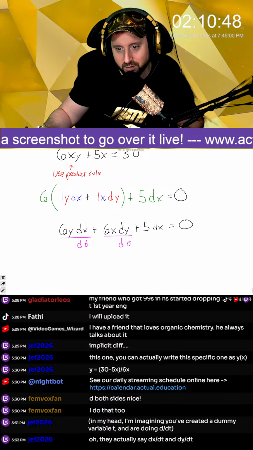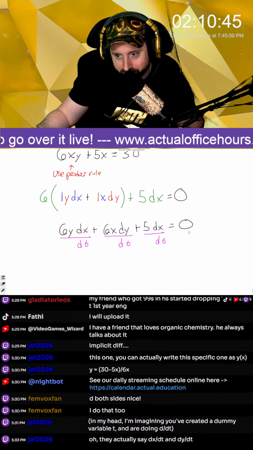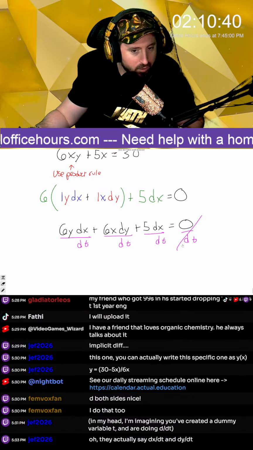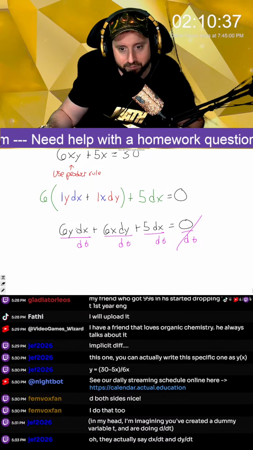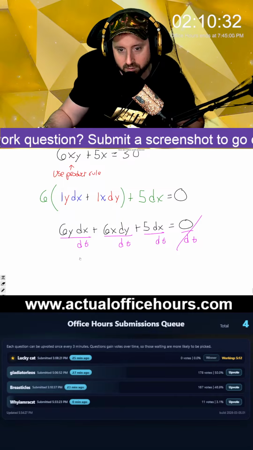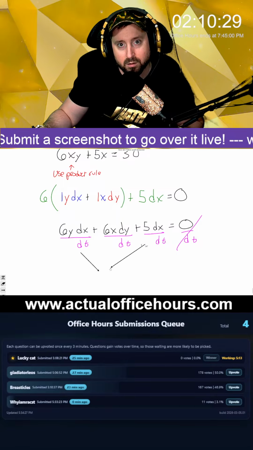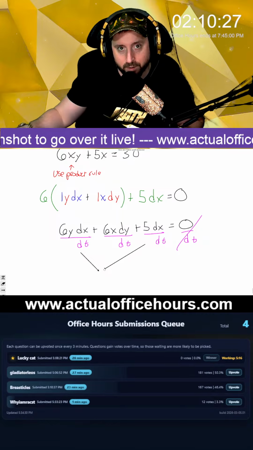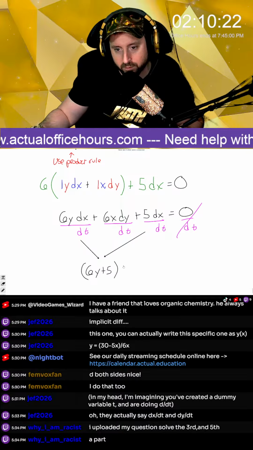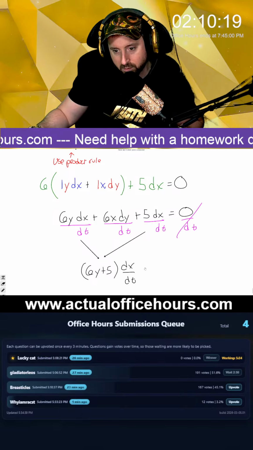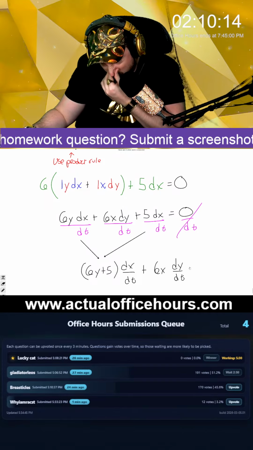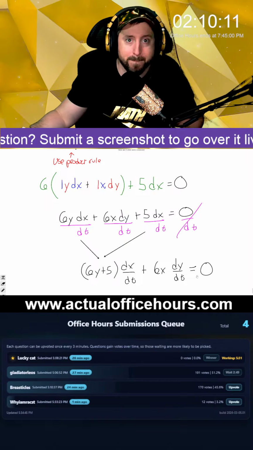This is going to be over dt, and so on for each term. So this is just 0. Cool. And then I'm left with, let's try to group this. Do you see how these are both dx/dt's? So I'm going to group these together. Okay, cool. Third and fifth. All right, nice. So this would be (6y plus 5) dx/dt plus 6x dy/dt is equal to 0.